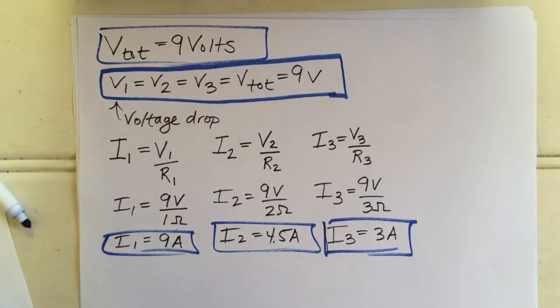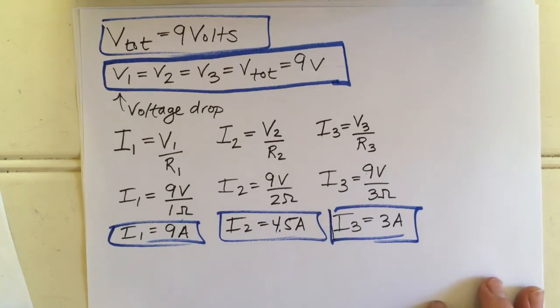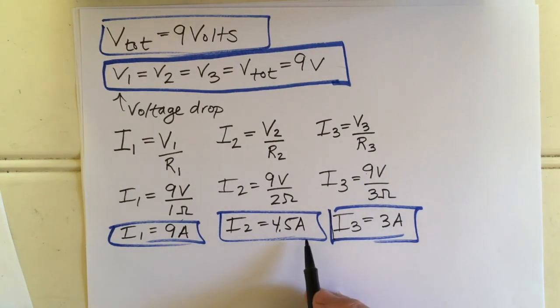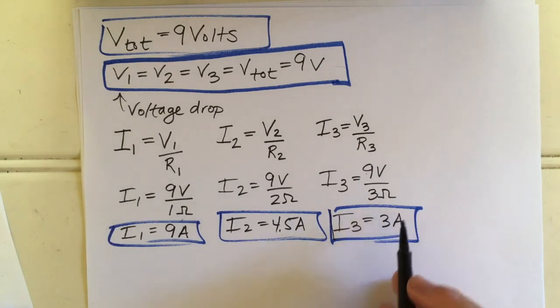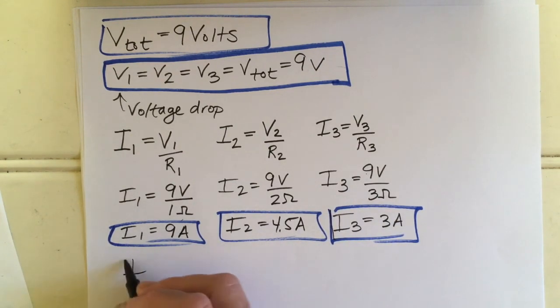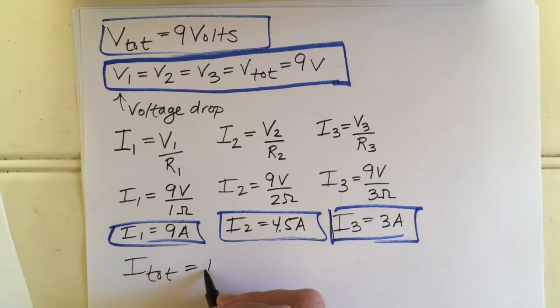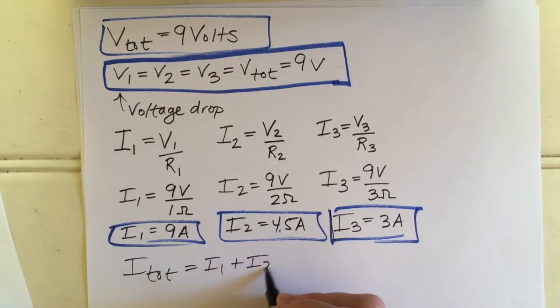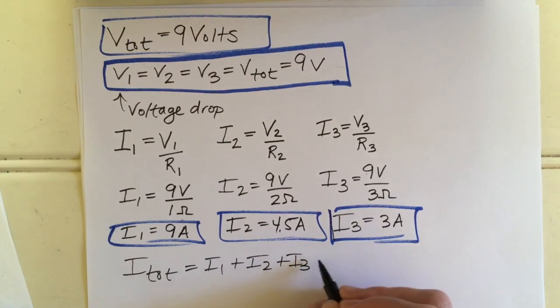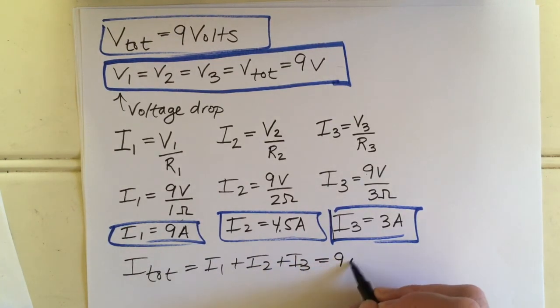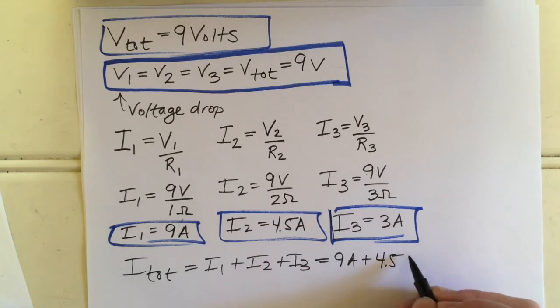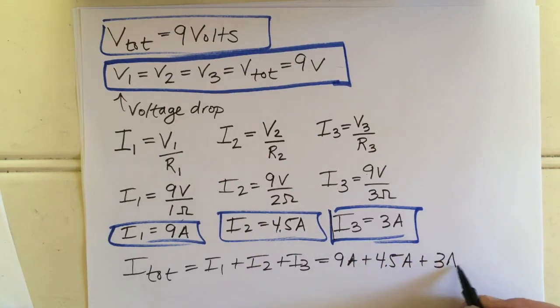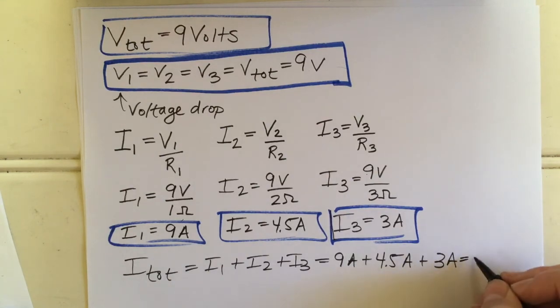Okay, now total current, right? We said that current is conserved. If 9 amps goes through one branch, 4.5 through the next, 3 through the next, well, wouldn't you know then that I total has to equal I1 plus I2 plus I3, which is the same as me saying 9 plus 4.5 plus 3. That's equal to 7.5 and 9, so 16.5 amps.